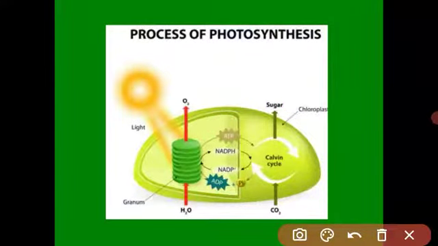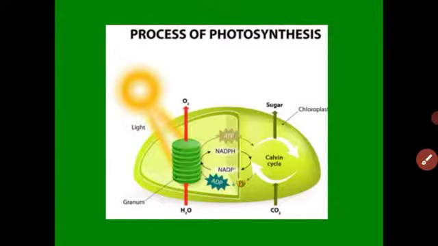Okay, student, the process of photosynthesis is performed in two main phases, called the light dependent phase and the light independent phase. In this video, we are going to study these in detail: what happens in the chloroplast, and how carbon dioxide and water are converted into glucose and oxygen. In these two phases, the whole reaction is carried out. Let us move to today's video.